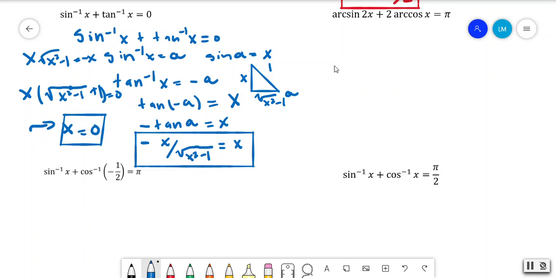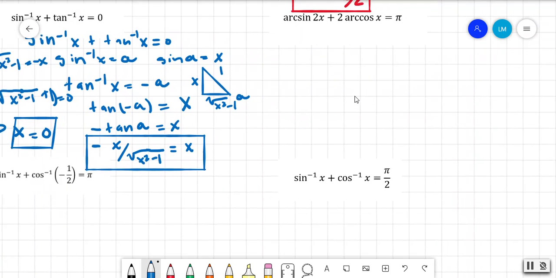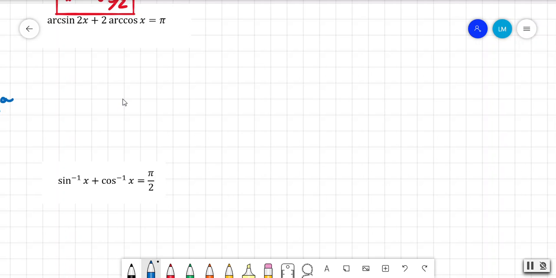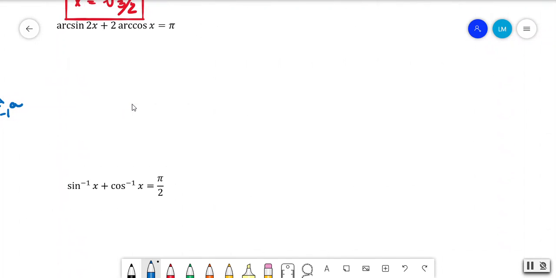Now that one was actually kind of tough, but we can also work out a similar example. Let me slide on over just so that we have some room. Okay. Now, in this equation, we have arc sine 2x plus 2 arc cosine x equals pi.